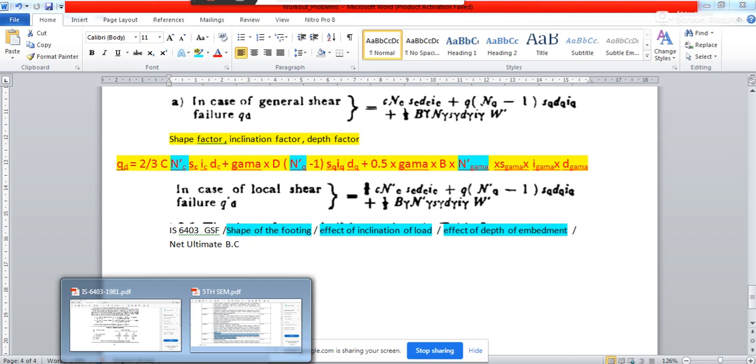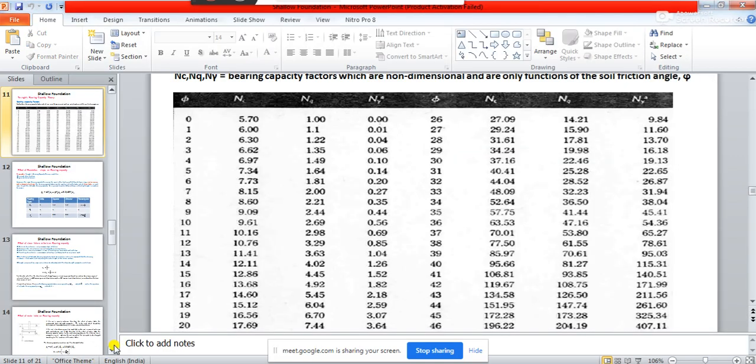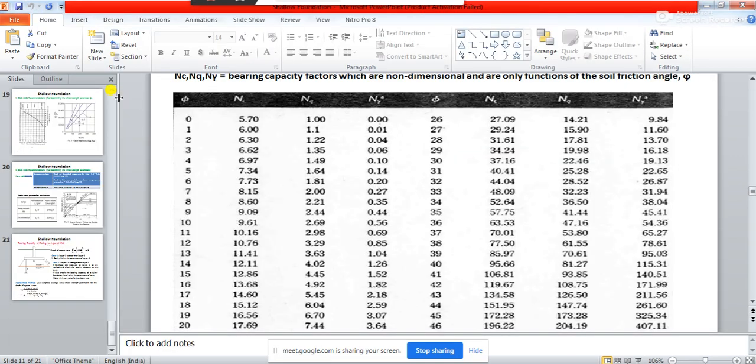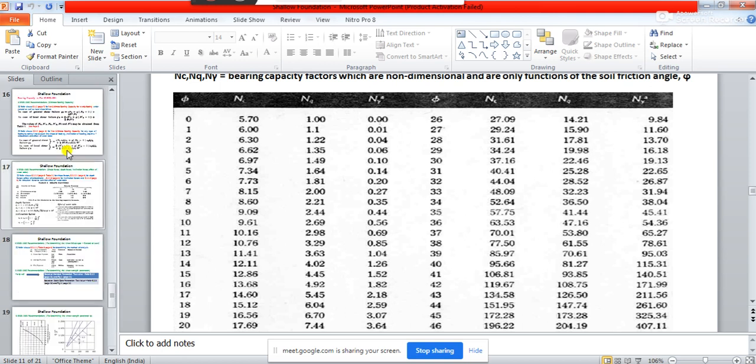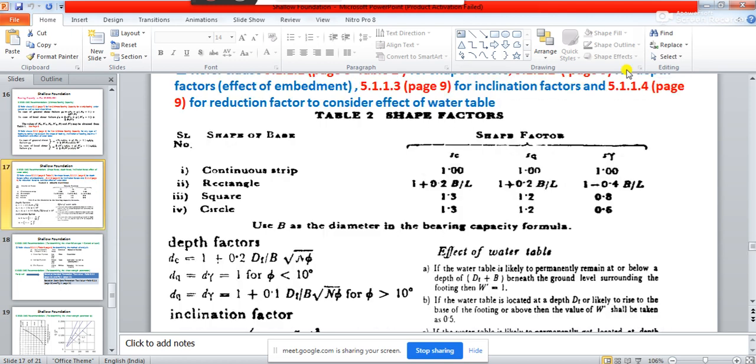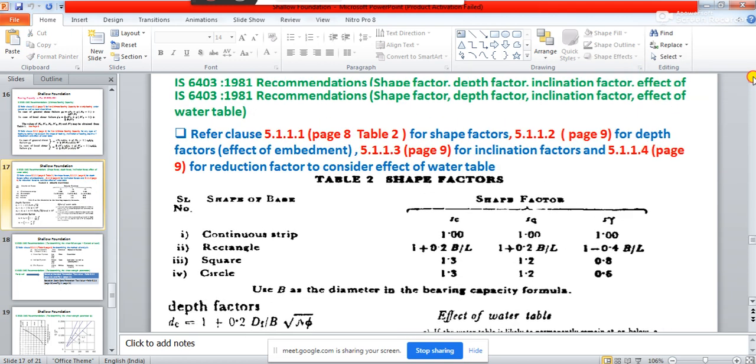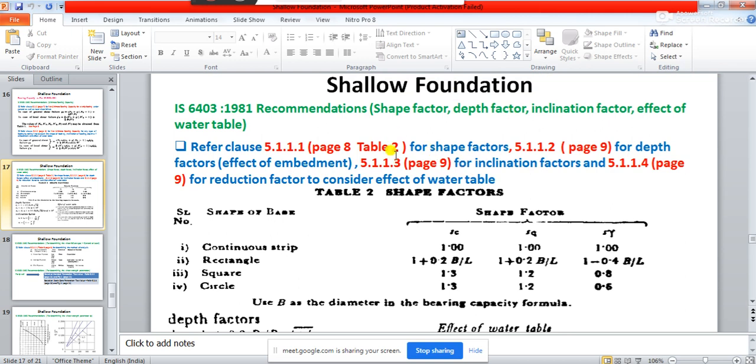If you notice, it is also given in the presentation that I have shared with you; you will observe these values are given. I have tried to give you the details in this way. So for the Indian Standard Code 6403 1981 recommendations for shape factor, depth factor, inclination factor, and effect of water table, you should refer to clause 5.1.1.1, page number 8, table number 2.